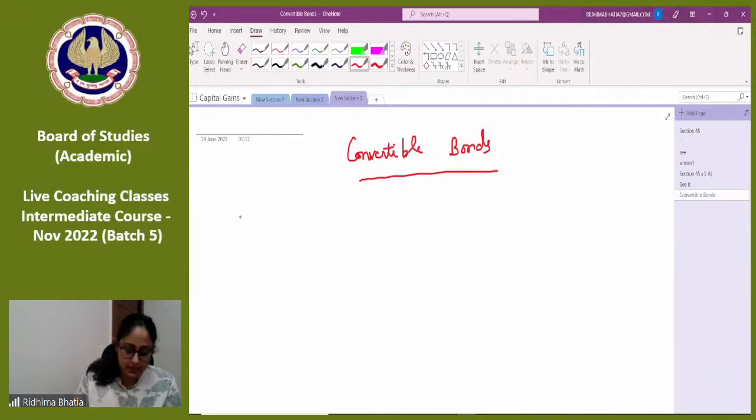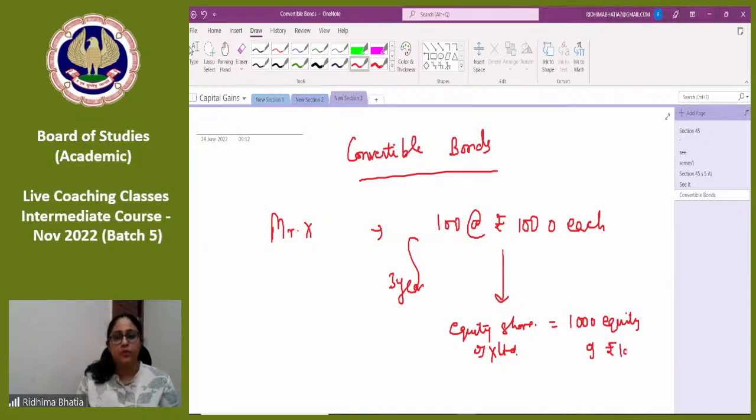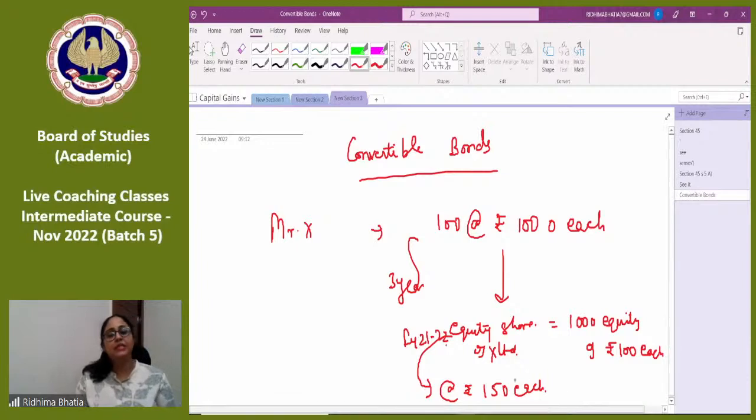Now think yourself as Mr. X. Mr. X has 100 convertible bonds at ₹1,000 each. Now, after 3 years, these bonds were converted into equity shares of X Limited. And now this person has 1,000 equity shares of face value of 100 each. And this person sold these equity shares at ₹150 each. So the moment they got converted in financial year 21-22, immediately the next day he sold those equity shares.